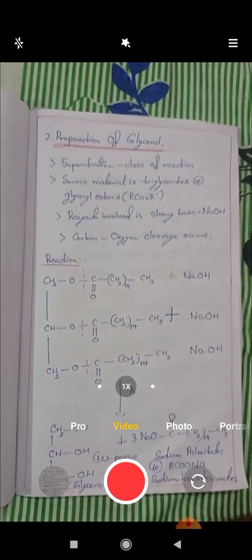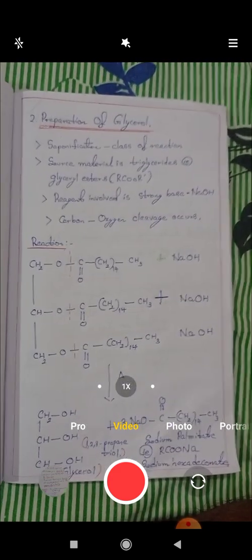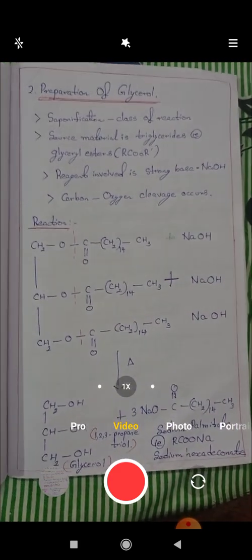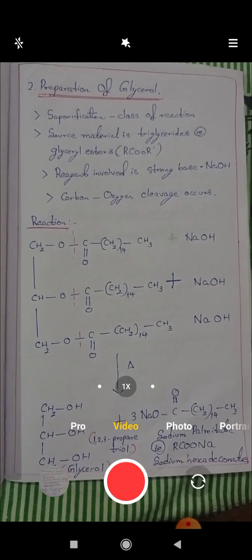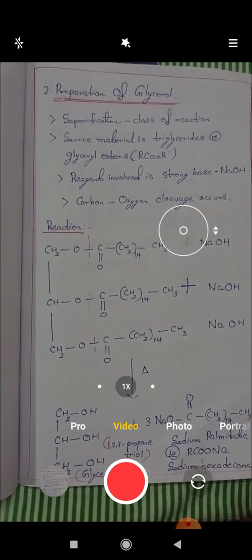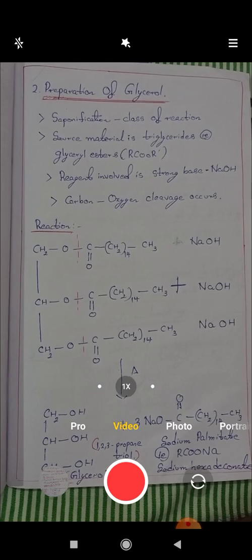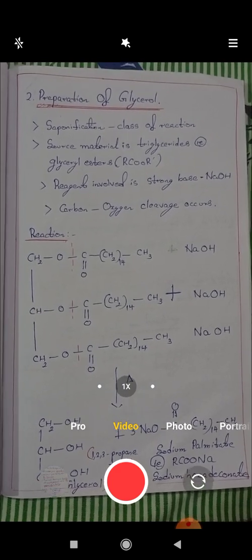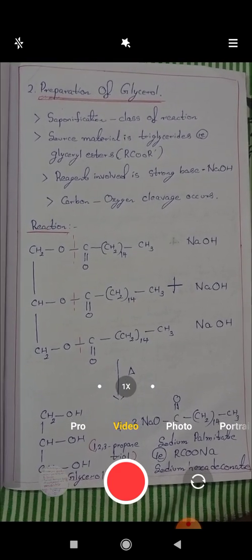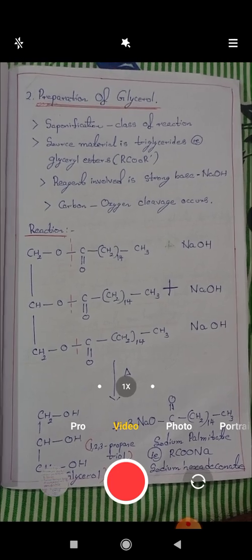Again we look at the reaction. Preparation of glycerol by a method called saponification. The source material is triglycerides, that is glyceryl esters. The reagent involved is a strong base and a carbon oxygen cleavage occurs, whereby the triglycerides on treatment with sodium hydroxide in the presence of heat get converted to glycerol, the common name. However, the IUPAC name is 1, 2, 3 propane triol, with the byproduct soap.